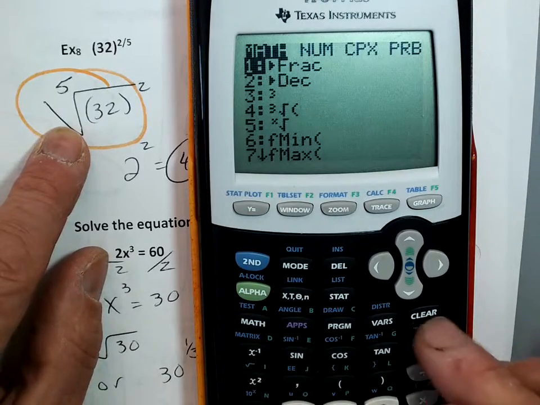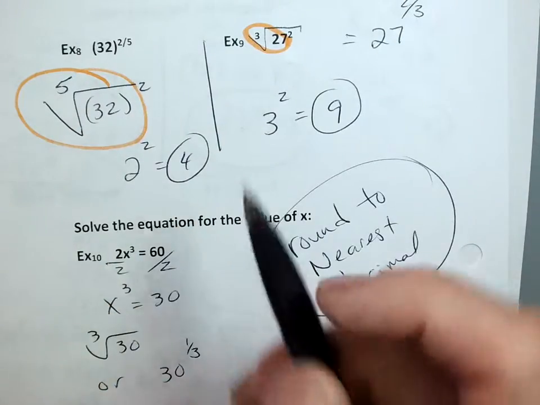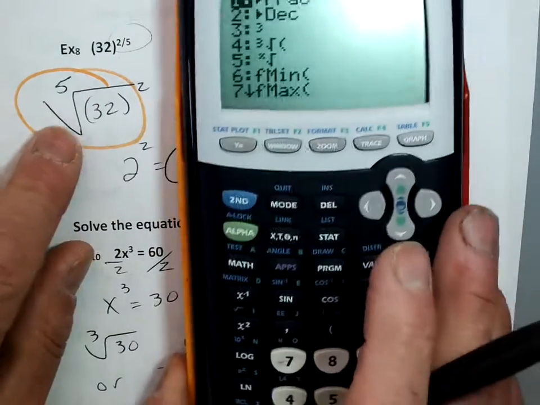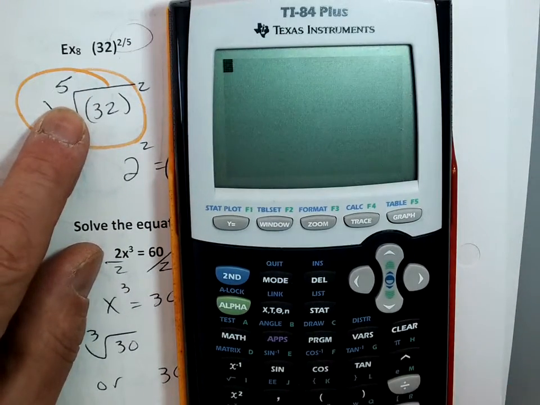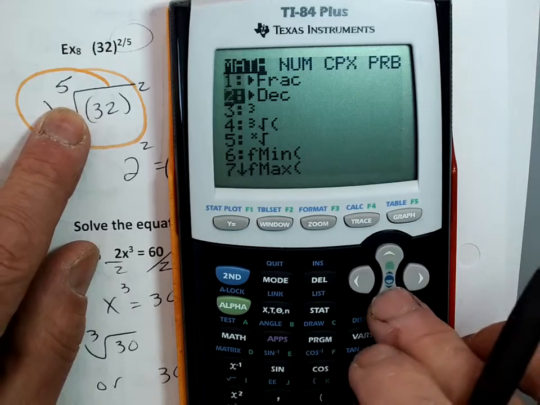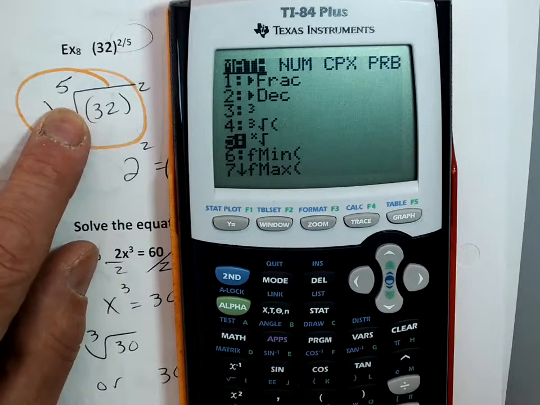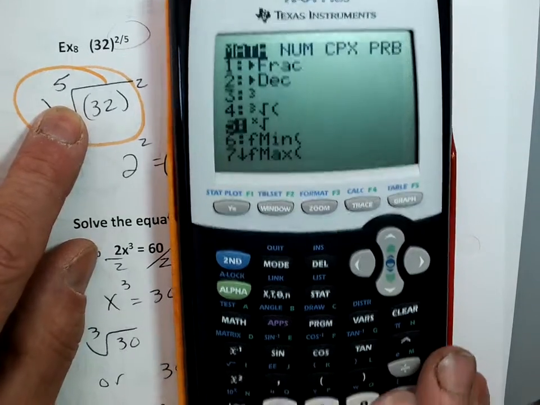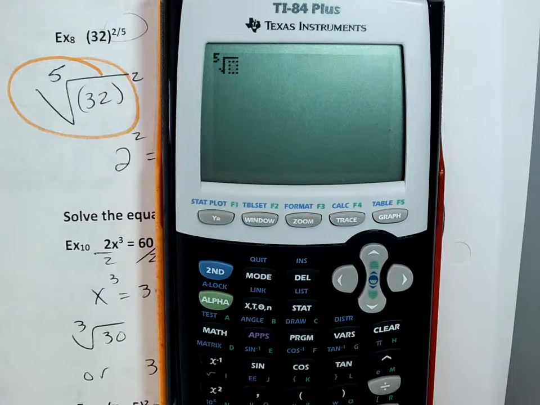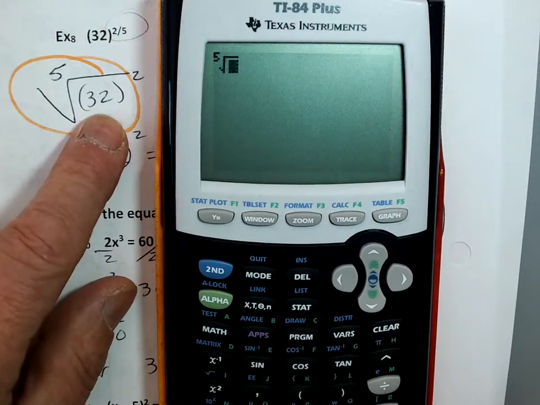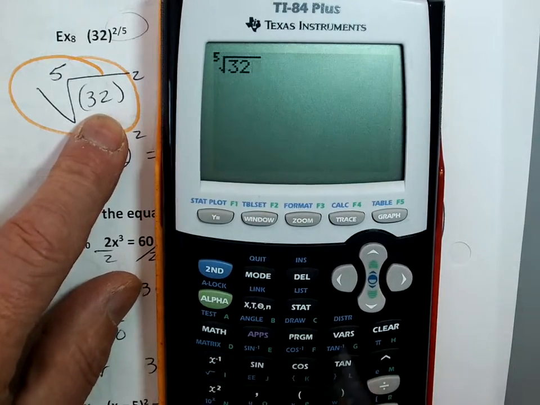Now watch carefully. I'm probably going to do this one to the 2/5, but if you need to find the fifth root of something, watch, okay? Quit. I'm going to hit 5, because I need to tell it to do the fifth root. 5, math, any root. I push that answer, boom, look what happens. Made it a fifth root, didn't it? Fifth root of 32 squared, right?